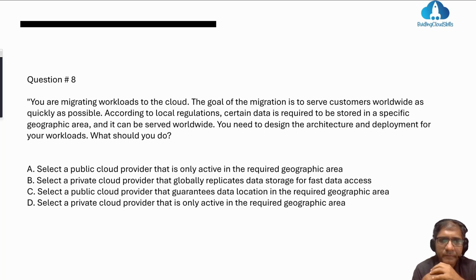Option A, select a public cloud provider that is only active in the required geographic area. Option B, select a private cloud provider that globally replicates data storage for fast data access. Option C, select a public cloud provider that guarantees data location in the required geographic area. Option D, select a private cloud provider that is only active in the required geographic area.